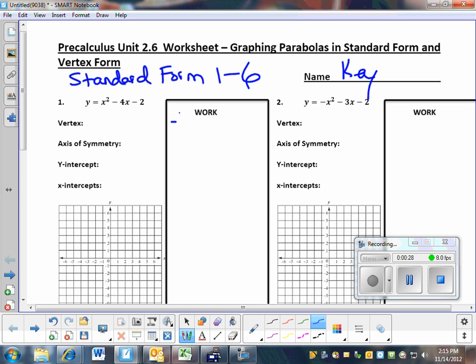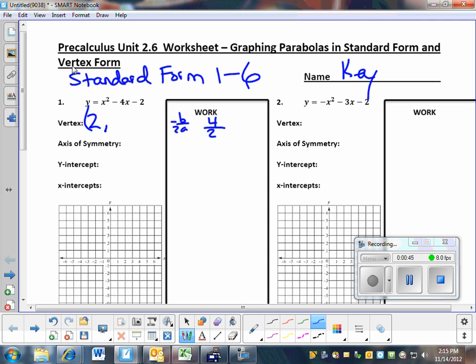Very good. Negative b over 2a. What is negative b? Positive 4 divided by 2 times a. 2. 4 over 2 is 2. So the x value of the vertex is 2.